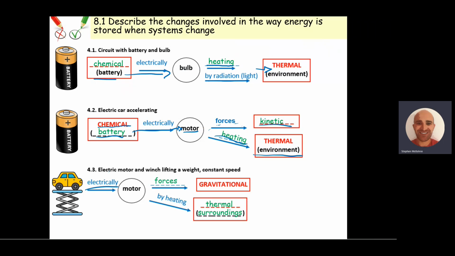The electric motor will have energy electrically transferred to it. Then the motor will use forces to increase the gravitational potential energy of the object on the winch because it's going upwards, and also it will increase by heating the thermal store of the surroundings.